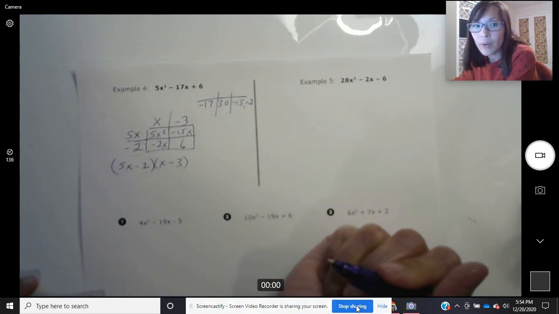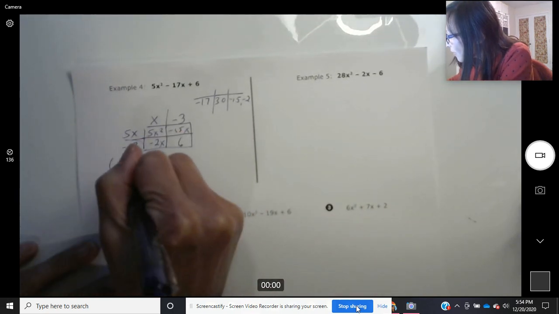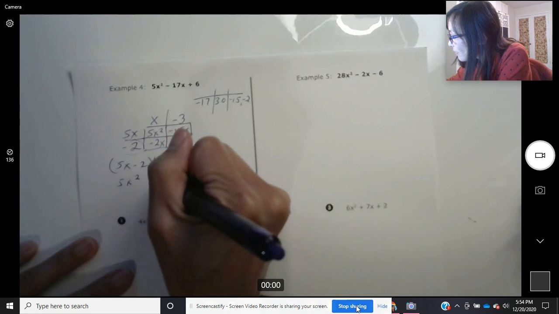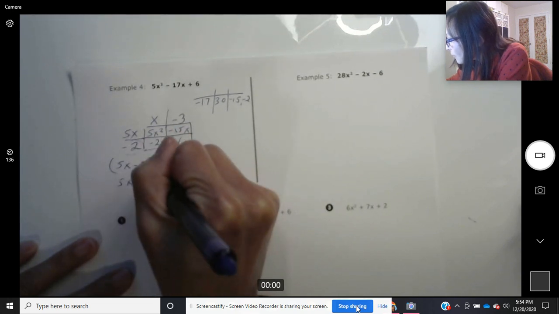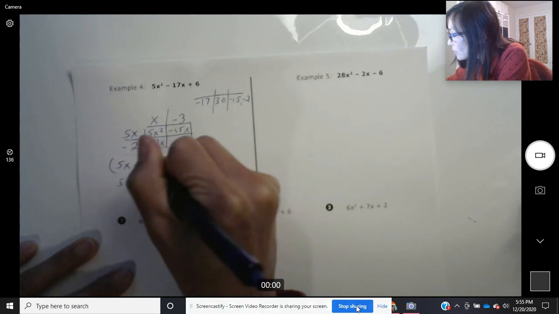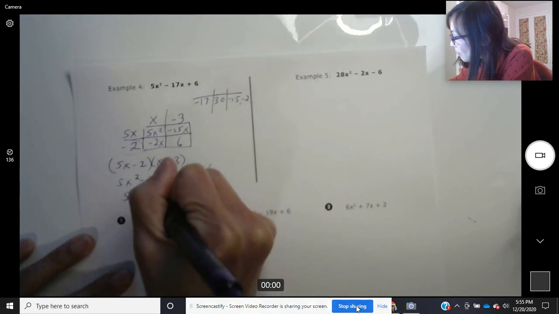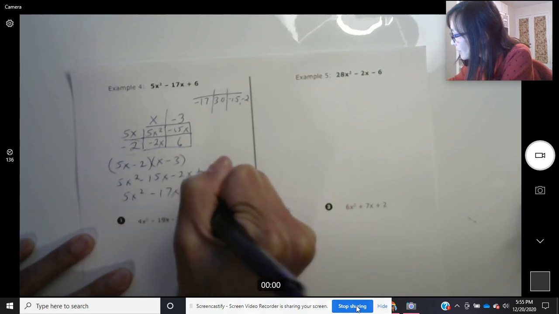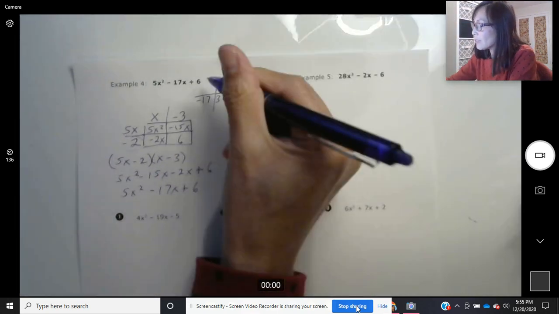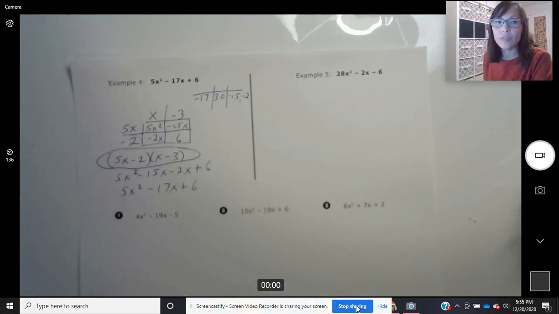So the last thing we want to do is use FOIL. 5x times x is 5x squared. 5x times negative 3 is negative 15x. Negative 2x, and negative 2 times negative 3 is 6. So 5x squared minus 17x plus 6. I was able to get this trinomial back. So my final answer is the binomials 5x minus 2 times x minus 3.